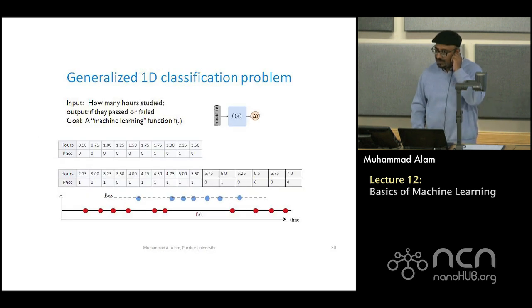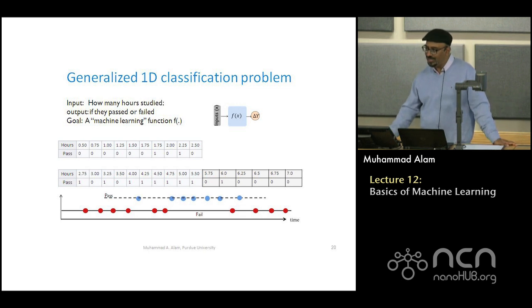Now, let's make the problem a little bit more complicated. I'm trying to get this because these are sort of the elemental things of classification. Let's say if you study too much, then you fail also. Meaning that you come to the class and you are so tired, you cannot think straight and you fail again, right? It turns out that this is a fundamental classification problem that is related to XOR.